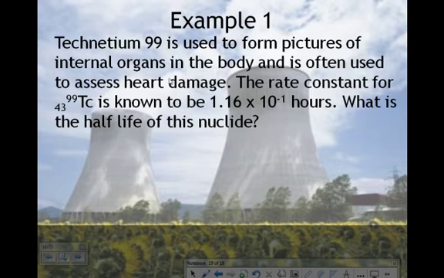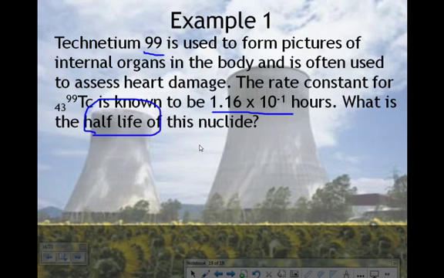Technetium-199 is used to form pictures of the internal organs in the body, and it's often used to assess heart damage. So if the rate constant for technetium-199 is known to be 1.16 times 10 to the minus 1 hours, then what is the half-life? Here's what we want to find out. Here's the half-life of this nuclide. So let's see what we get.